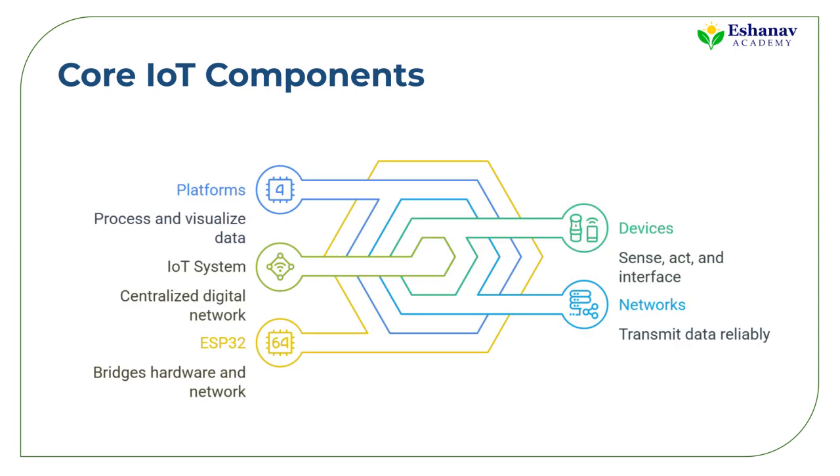IoT can be broken into three key pillars: devices, networks, and platforms. Devices include ESP32 boards, sensors, and actuators that interact with the physical world. Networks like Wi-Fi, BLE, or LoRa ensure reliable data transmission. Platforms, whether cloud-based or local dashboards, process and visualize data, turning raw numbers into actionable insights.